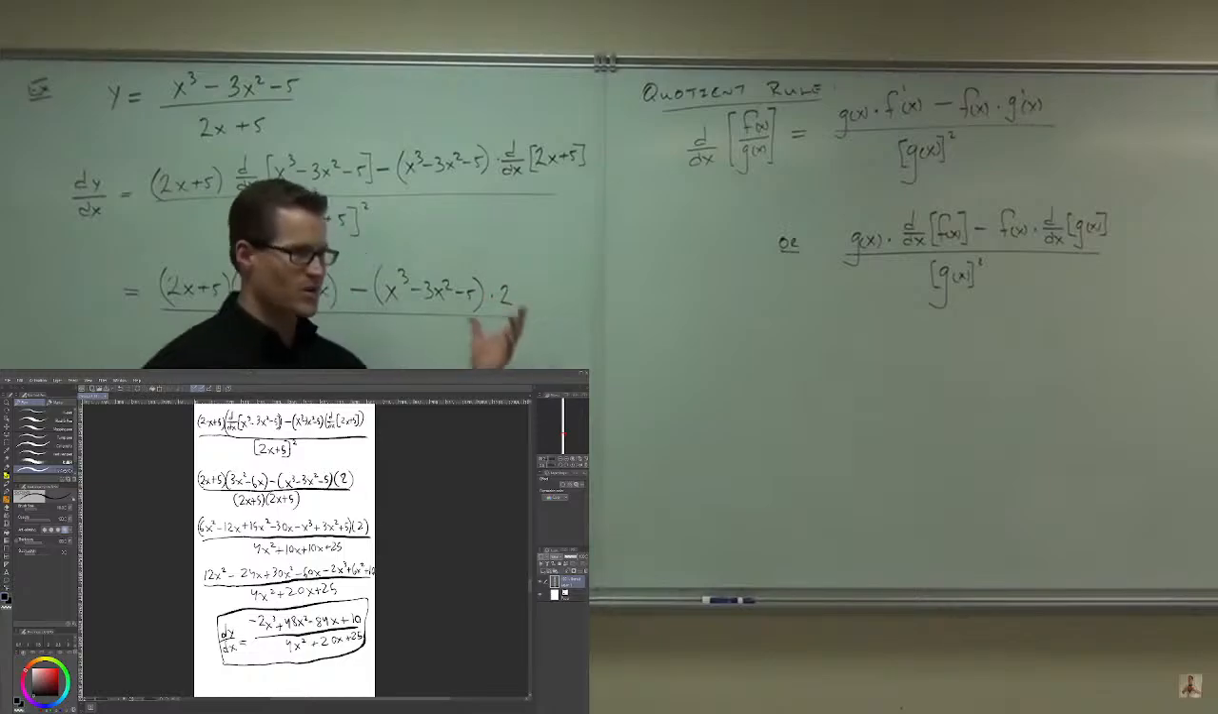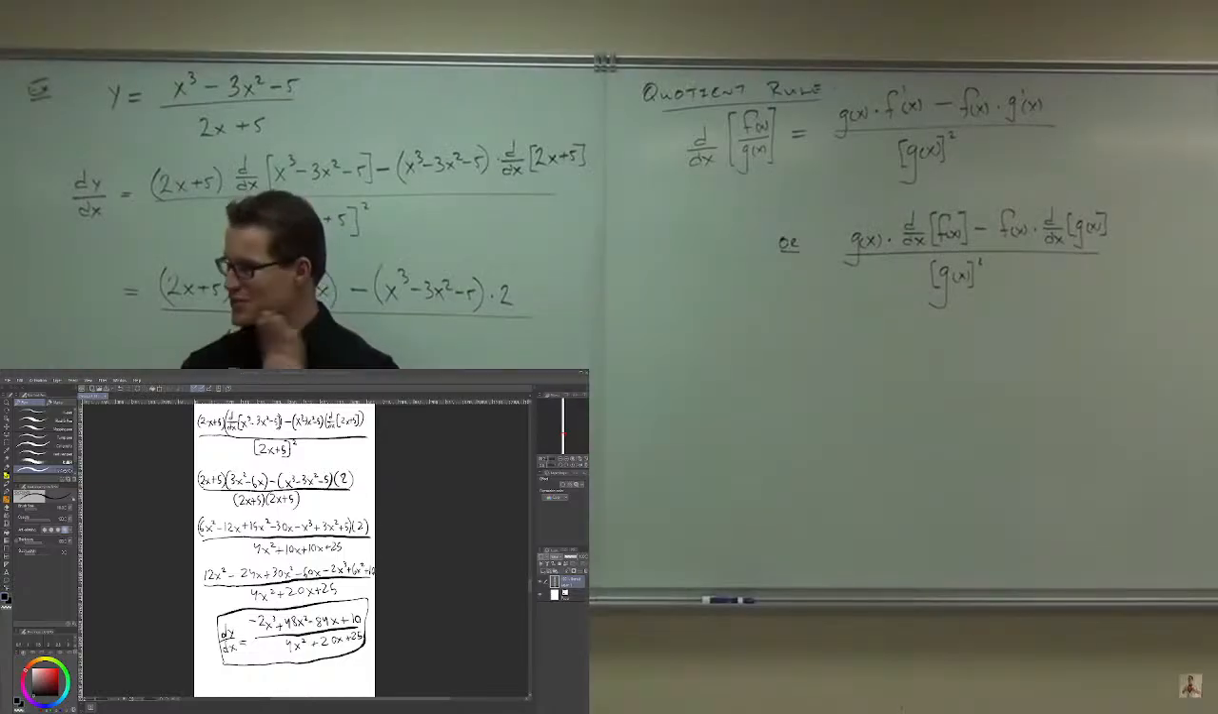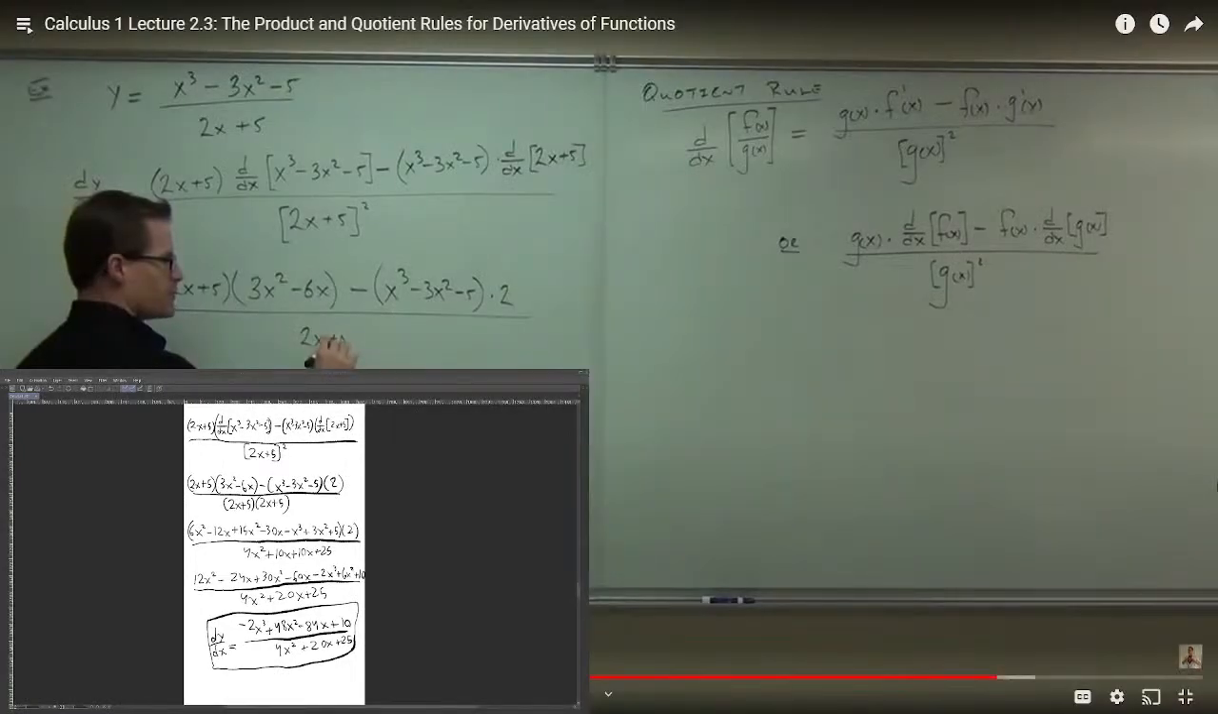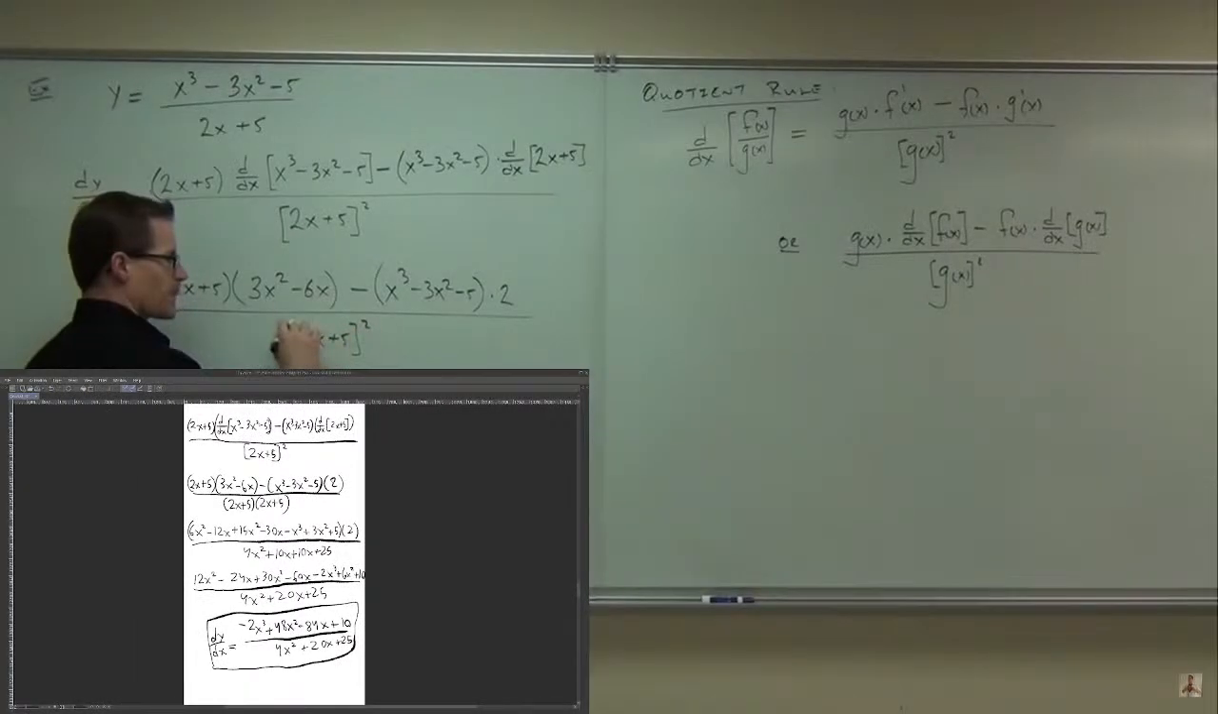Now, I don't need parentheses around the 2. That's just one factor. But the other things, yeah, you have to have those. I still put parentheses around the 2x plus 5, and we're going to have a squared.